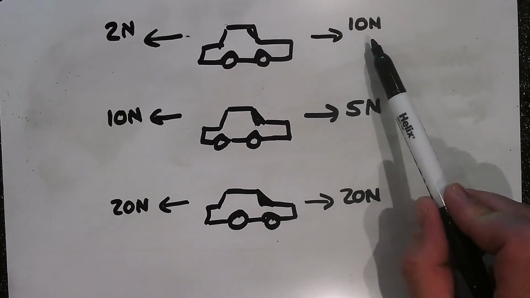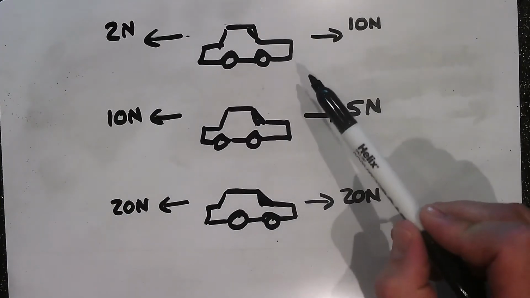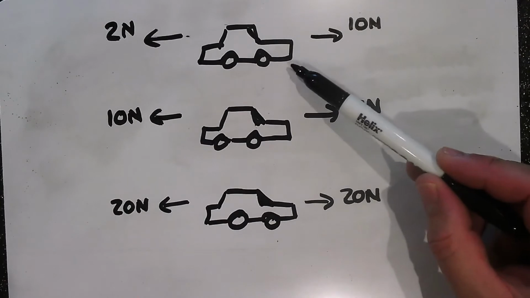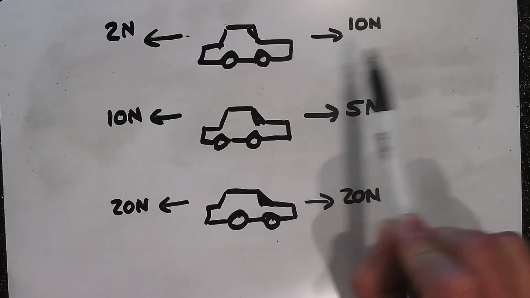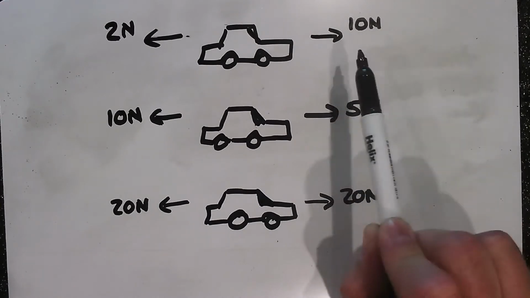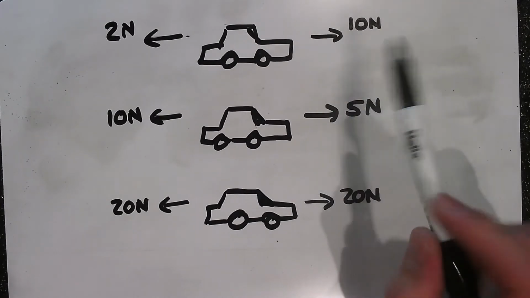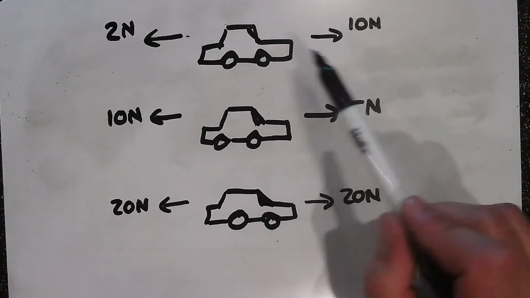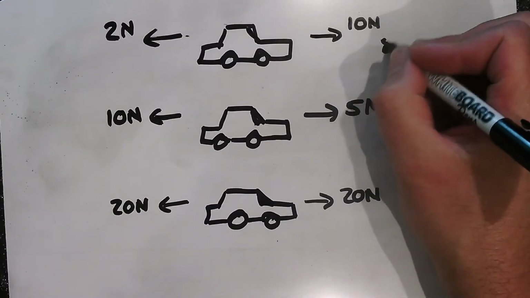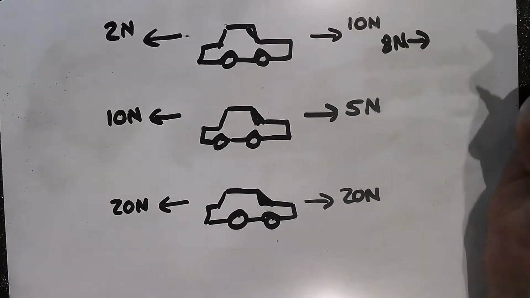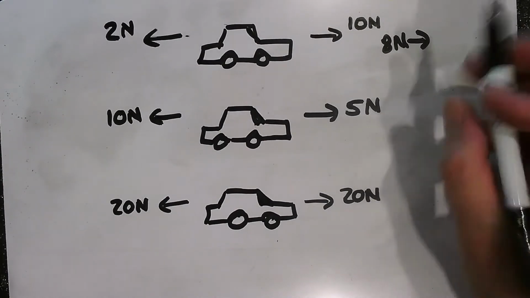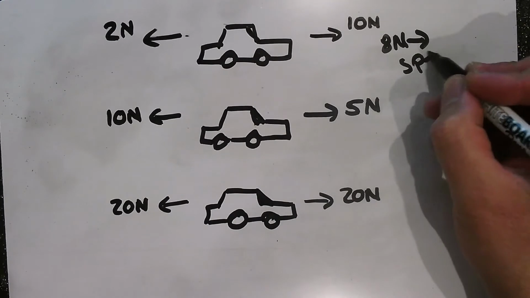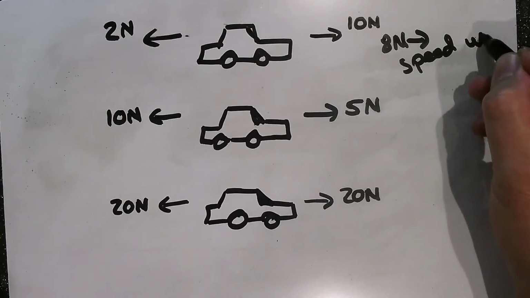So 10 newtons to the right, 2 newtons to the left. You can clearly see from my amazing drawing that this is the front of the car, so let's just assume to the right is the direction it's meant to be going. We could call it the positive direction. 10 newtons, 2 newtons, the resultant force is 8 newtons to the right. It's a positive force, it's in the direction of the motion, that's going to make it speed up, the first S.